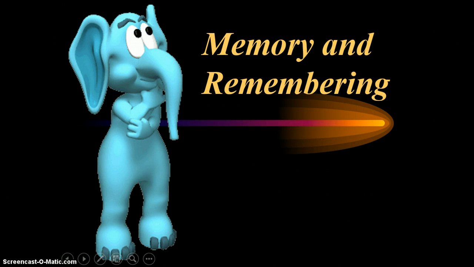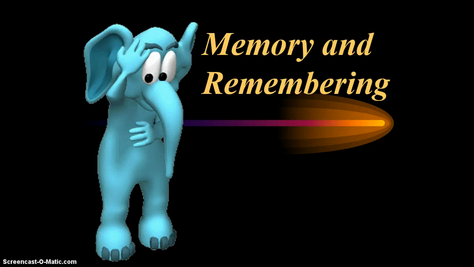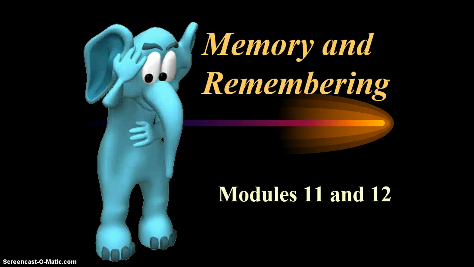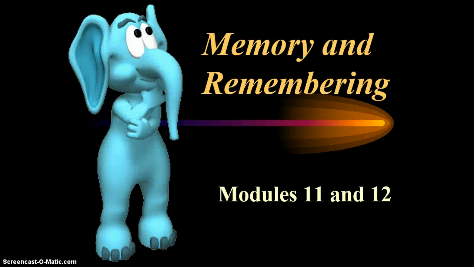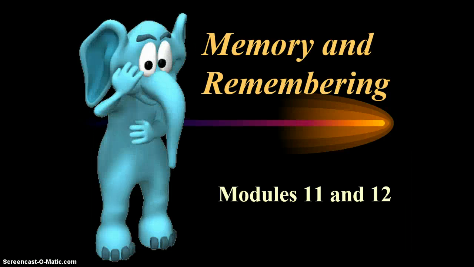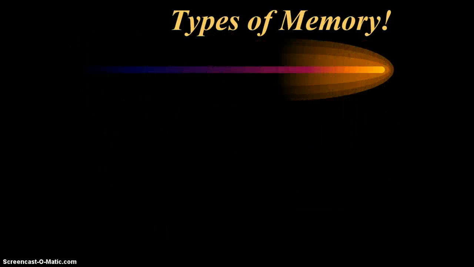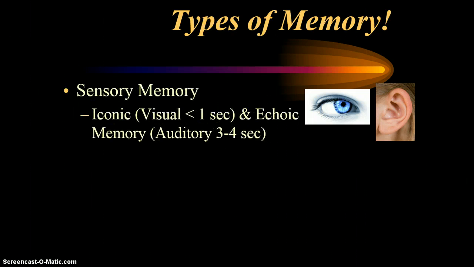We are now ready to take a look at some factors related to memory and remembering, and we're essentially involved in modules 11 and 12 at this point. Now, when we talk about memory, one of the first things that we talk about are different types of memory. And one of the longest theories related to the types of memory involves three major types of memory.